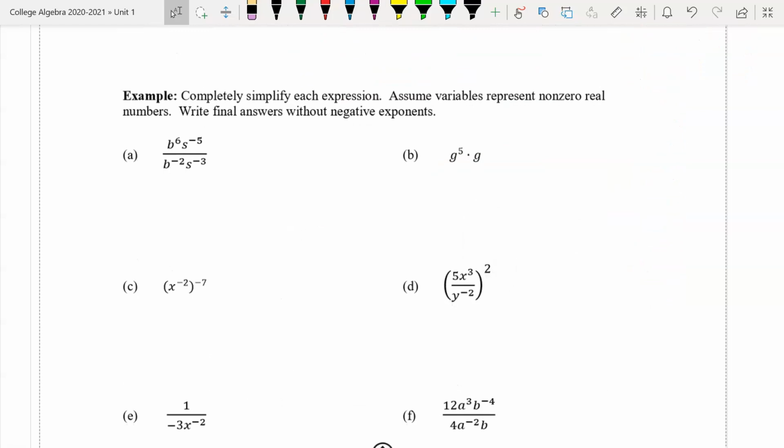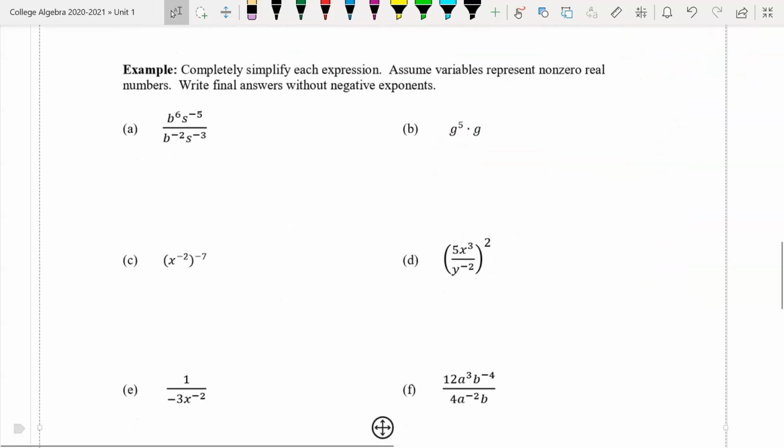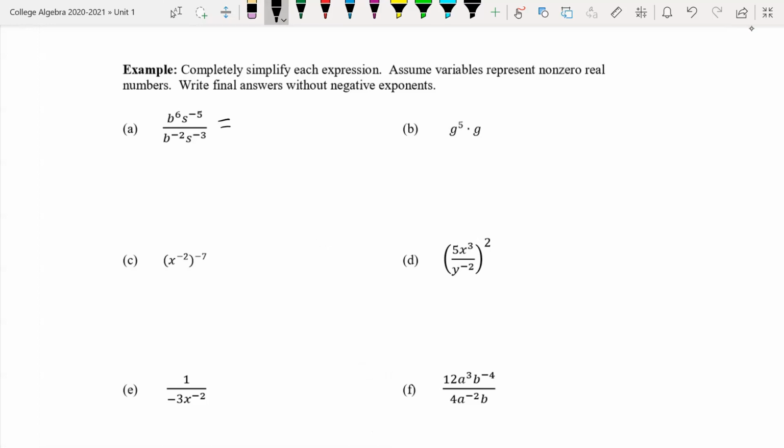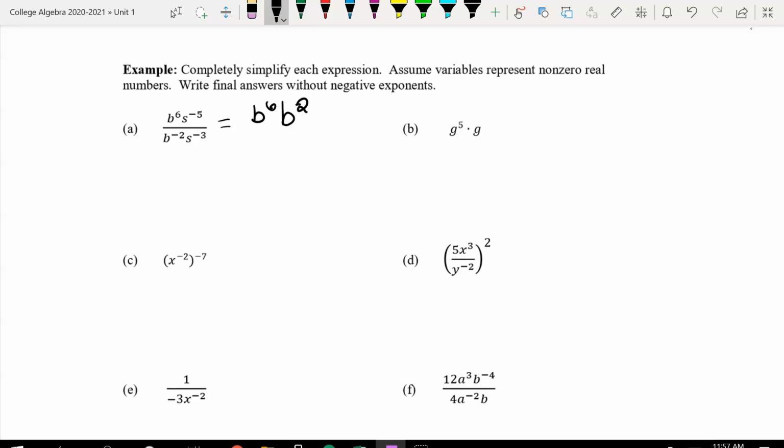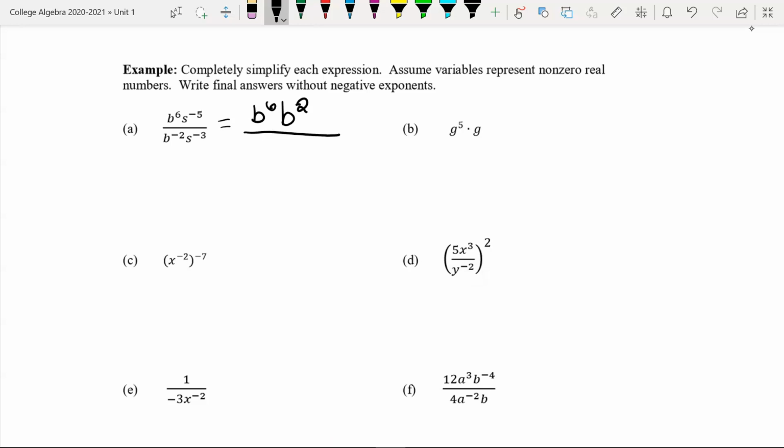But then we get into the more complex ones, which look like this. If you see something like this, I would convert all of my exponents to positive exponents. The b to the 6 is positive, so it stays there. However, the b to the negative second on bottom needs to become positive, so I put it on top. Same way with the s to the negative fifth and s to the negative third. The s to the negative fifth needs to go on bottom to make it positive. S to the negative third needs to go on top to make it positive. So now I can combine. These are the same base, and I'm multiplying, so I add the exponents.